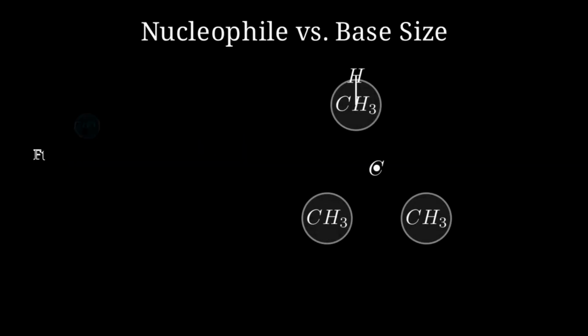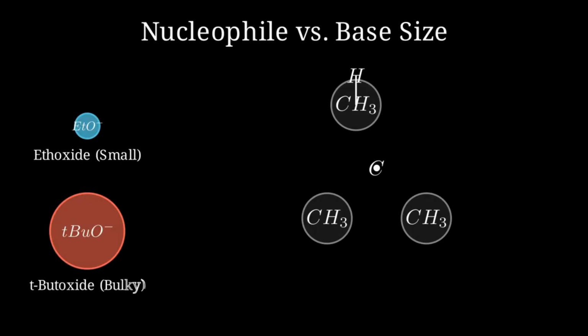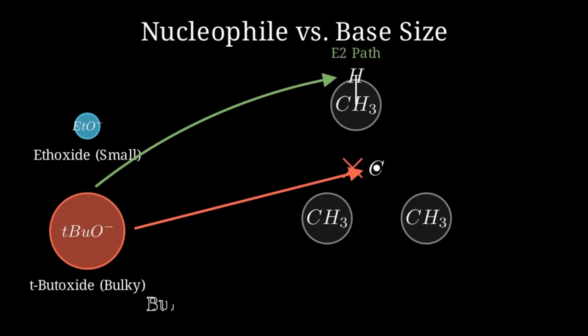The size of the alkoxide also matters. A bulky base like potassium tert-butoxide is too large to navigate into a crowded carbon center. Even with primary halides, bulky bases will often favor elimination over substitution.